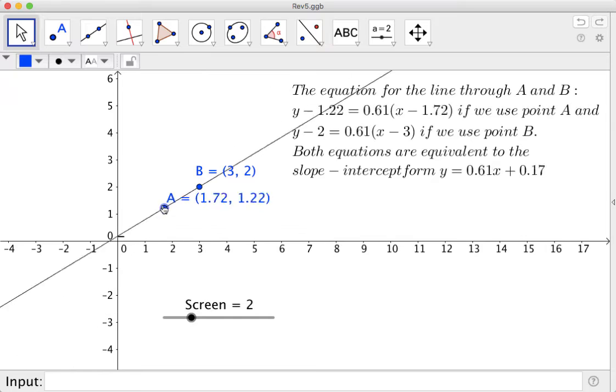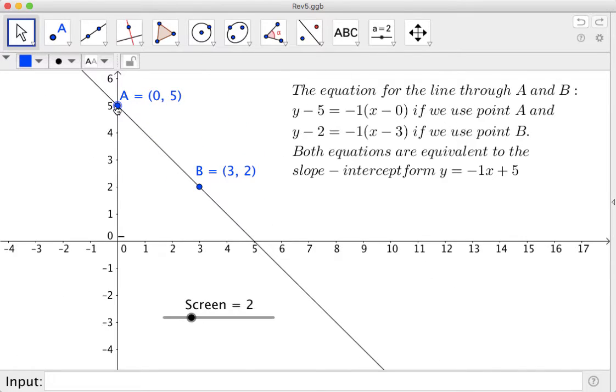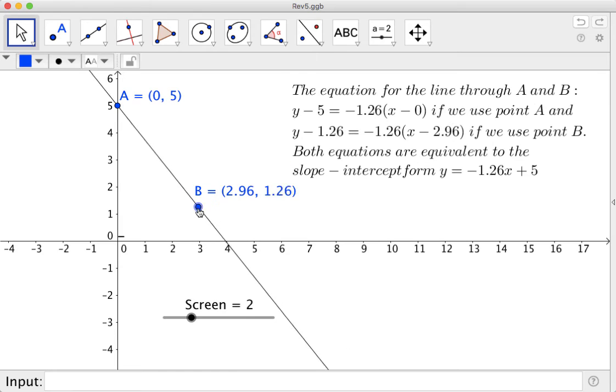So the point-slope form is an important one to keep in mind. It actually shows up in all kinds of settings and is the easiest for us to work with, especially when we're moving into differential calculus.